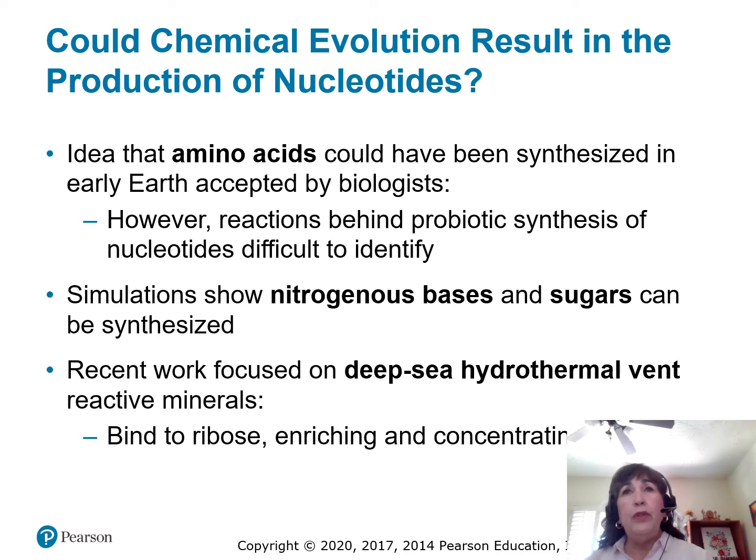Could chemical evolution result in the production of nucleotides? The idea that amino acids could have been synthesized in early Earth is accepted by biologists, but what about the building blocks of nucleic acids? Simulations show that nitrogenous bases and sugars can in fact be synthesized. Recent work has focused on deep sea thermal vent reactive minerals, and from there we see that ribose can bind to reactive minerals down in deep sea vents.